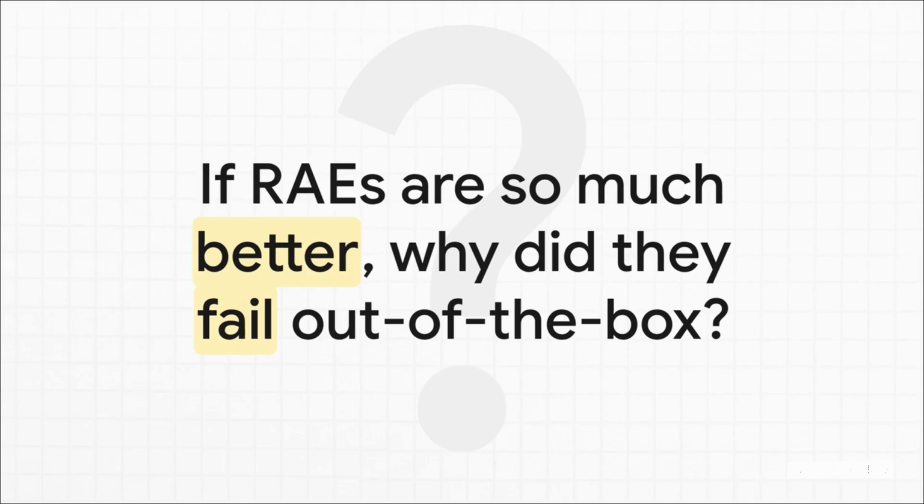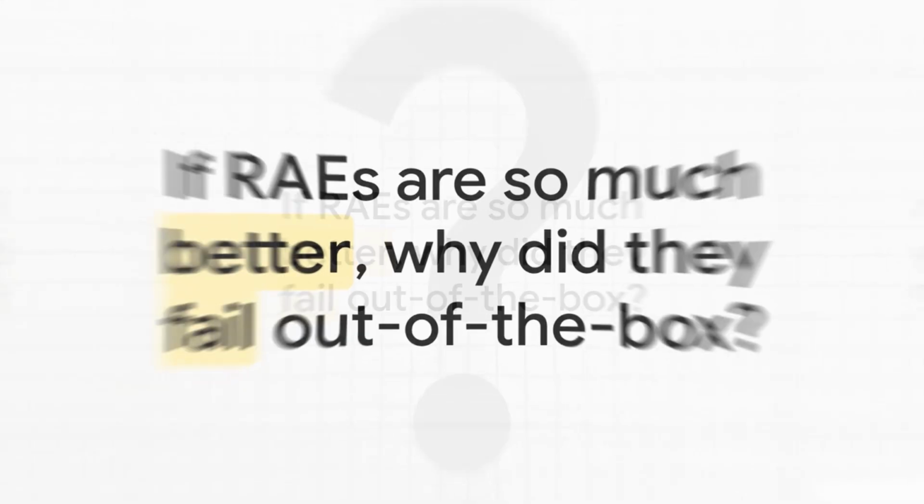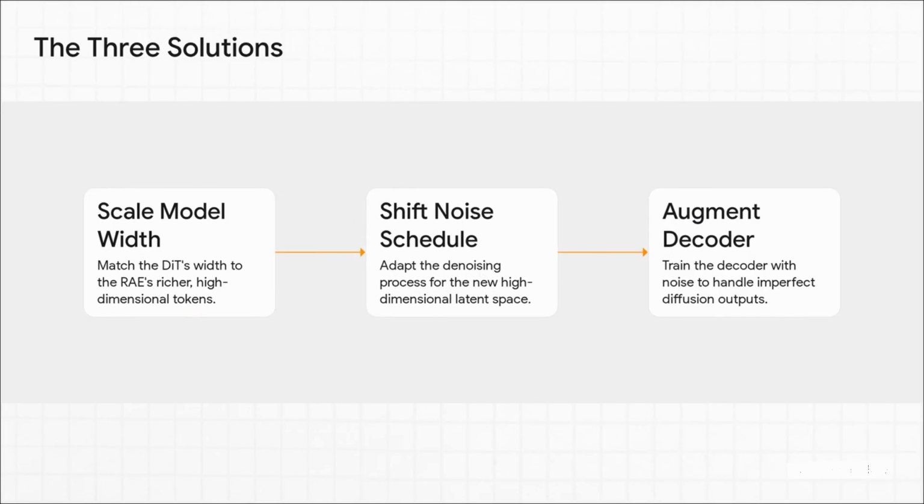How do you tame this powerful new beast? You see, if you just took a standard diffusion transformer and plugged in these new, much better latents, it just didn't work. In fact, it actually performed way, way worse. But they figured it out with 3 key breakthroughs.